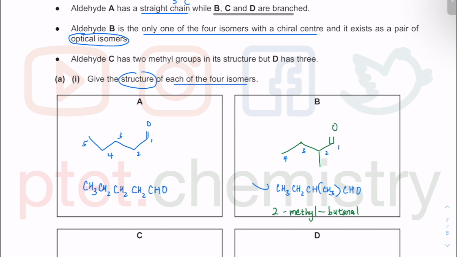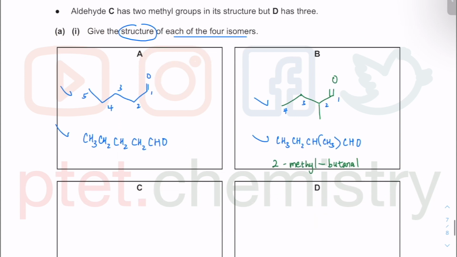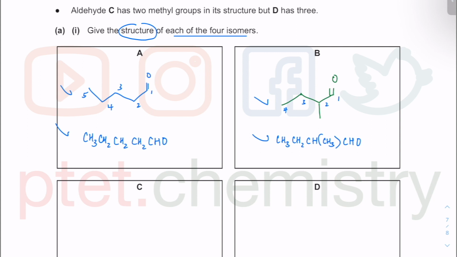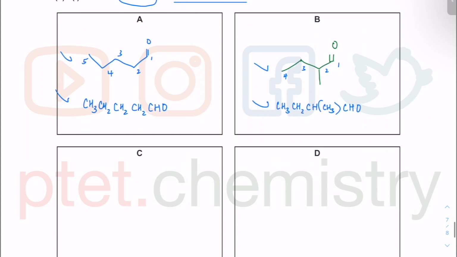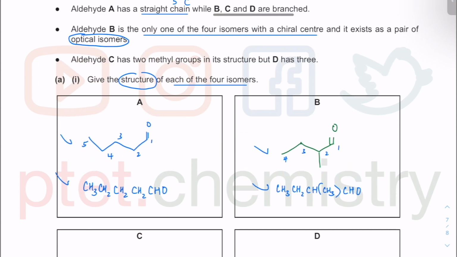Structural formula, skeletal formula, both of them are okay. You don't need both of them, you just need one of them. You don't need the name, but then of course you should know how to name them. All right. Now, aldehyde C has 2 methyl groups in its structure.